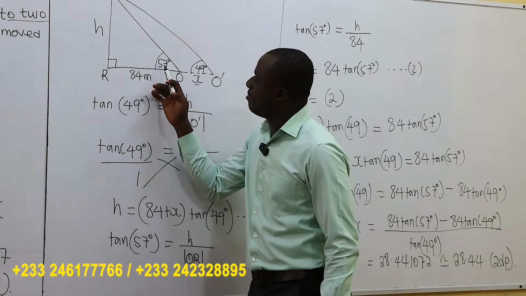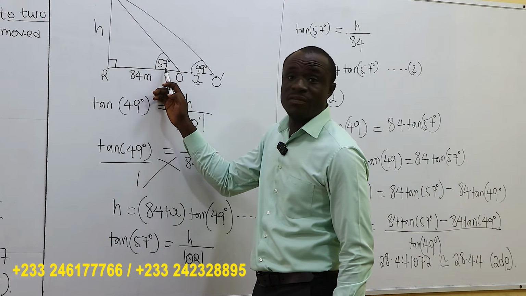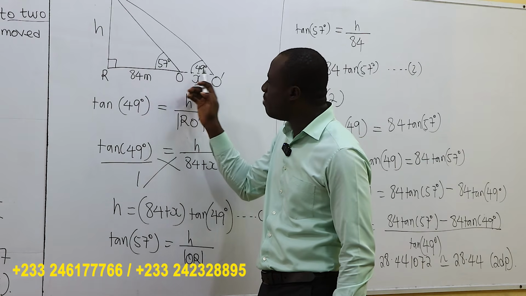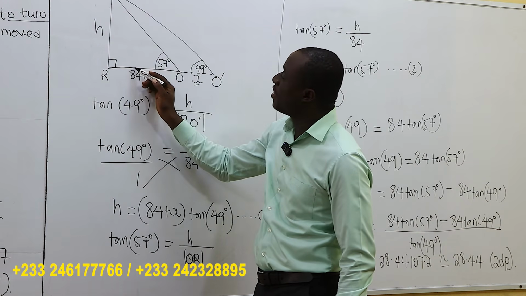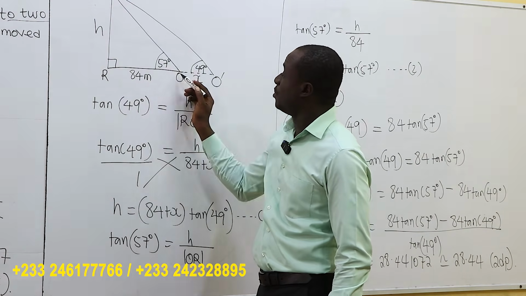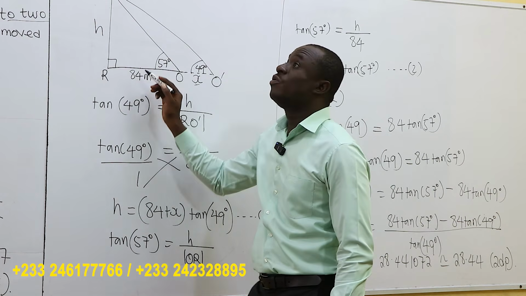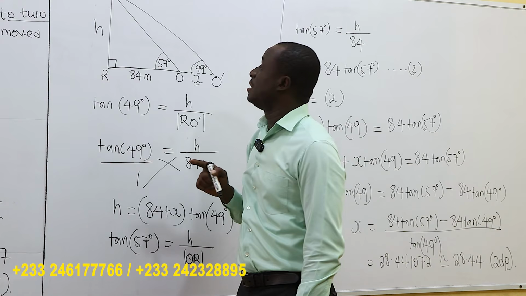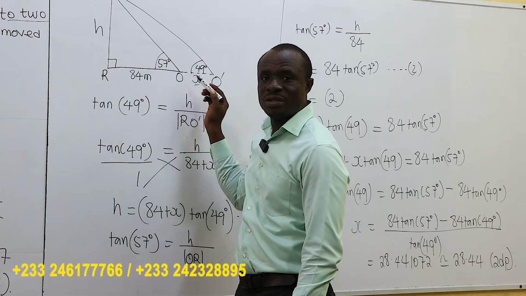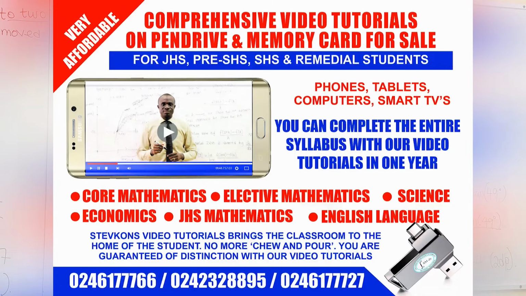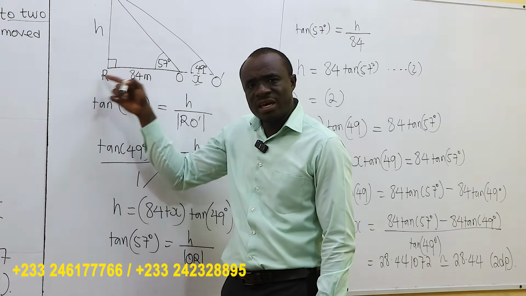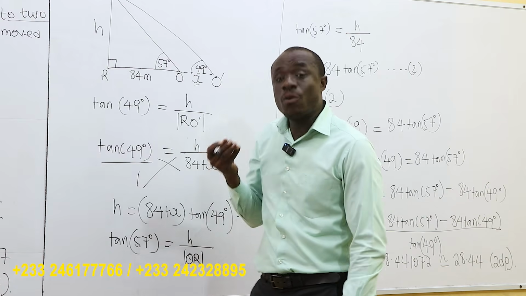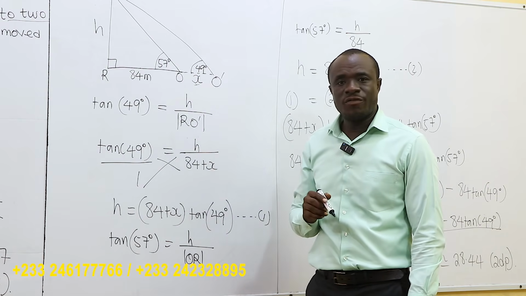Now let me explain something to you. The angle of elevation at O is 57 degrees. When you move back, you need not raise your head as high to see the top T. But when you come closer, you have to raise your head higher before you can see the top. As you move backwards, the angle of elevation reduces. So you have 57 here, and now it has decreased to 49. If it had increased, say to 60 or 65, it would not make sense. But in this case it is moving away, and the angle is 49 degrees.